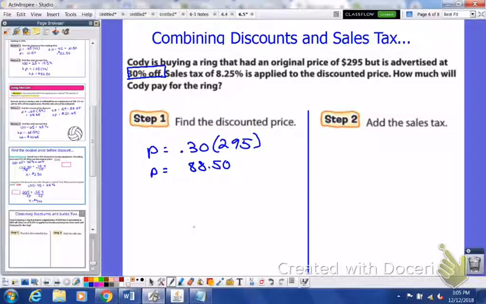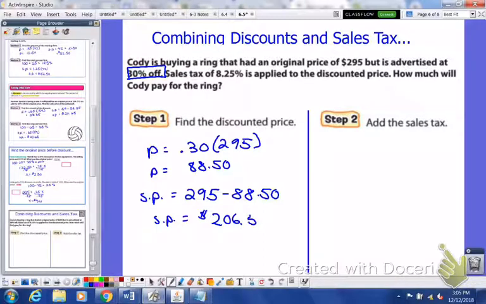Remember, discount, we subtract, so my sell price would be 295 minus 88.50. So my sales price, my discounted price, is $206.50. Now, step 2, we have a sales tax to add to that. Okay, so this one, I found my discount first, and then I subtracted it. So for step 2, I'm going to use the other method. Again, you choose the method that you like, though.